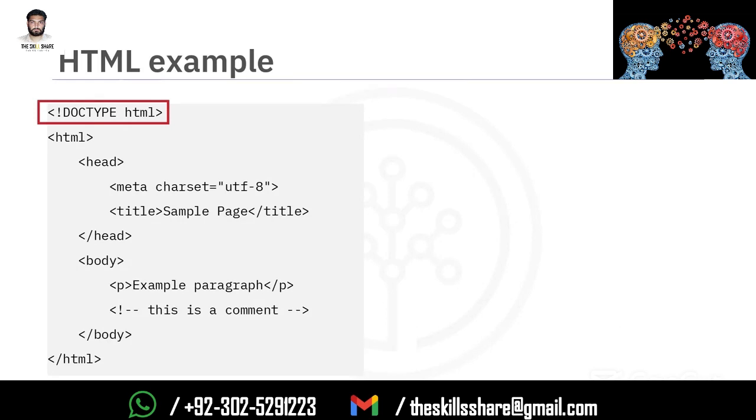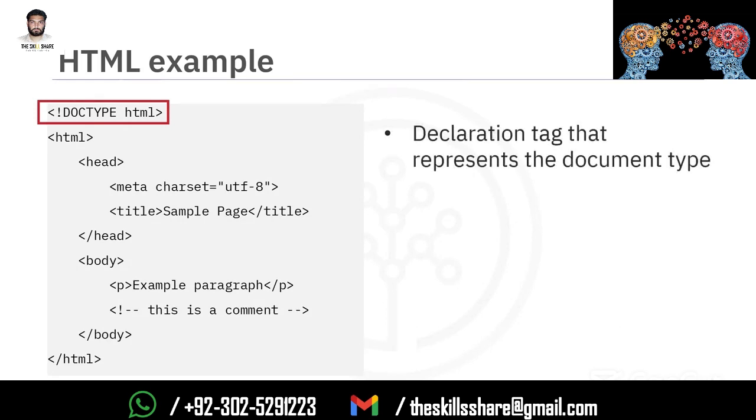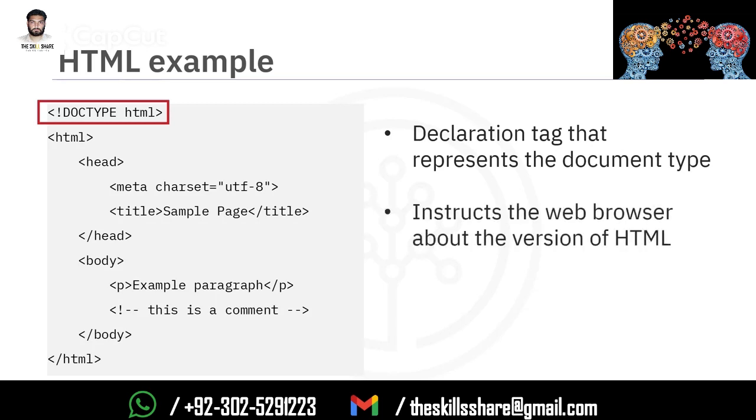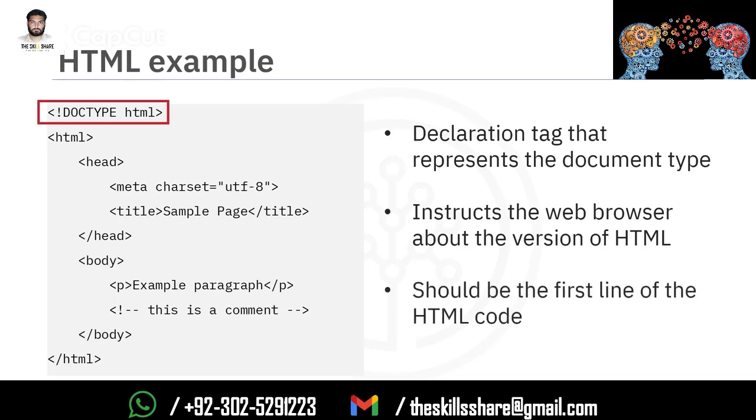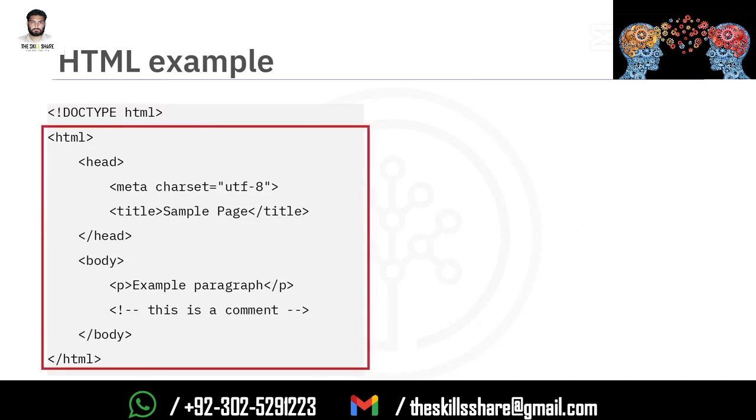The !DOCTYPE is a declaration tag that represents the document type. The !DOCTYPE declaration is not an HTML tag. It is an instruction to the web browser about what version of HTML the page is written in. Although this declaration is not required, it should be the first line of the HTML code if the developer decides to include it. The HTML tag is the root element of this tree.